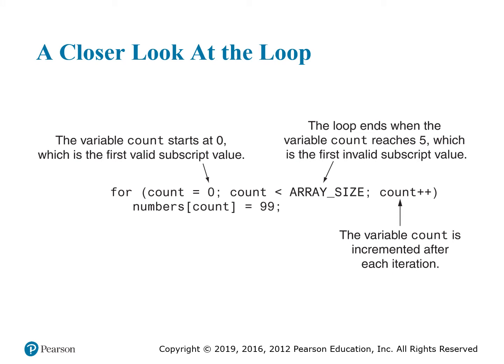Okay, this is just a closer look at the first loop, the more common way of doing it. The variable count starts at 0, which is the first valid subscript. It continues as long as it is less than array size, because array size is not a valid subscript value. It's the first invalid subscript value.